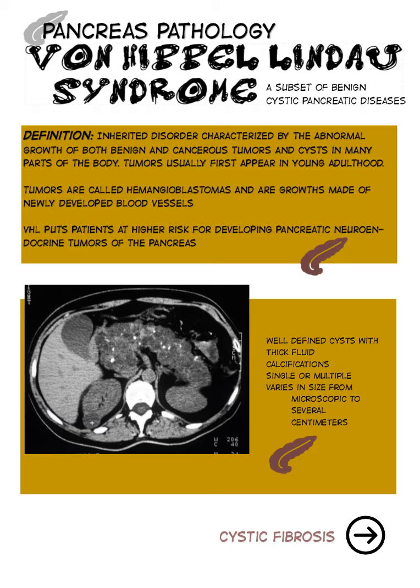The cysts that appear with von Hippel-Lindau syndrome will most likely be well-defined cysts. They can have a little bit of a thicker fluid appearance to them, and some of them can even present with calcifications. The size varies from small to very large.